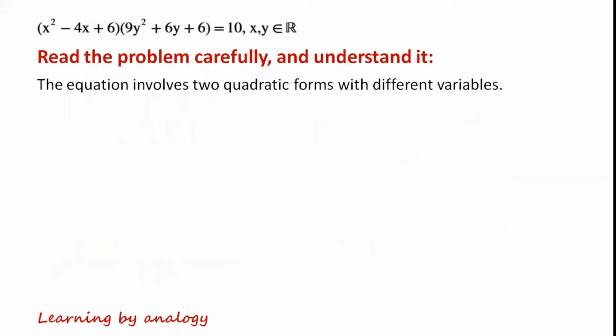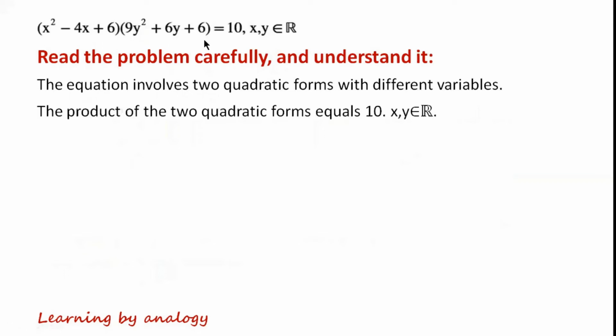The equation involves two quadratic forms with different variables. The product of the two quadratic forms equals 10. X and y are in the set of real numbers.